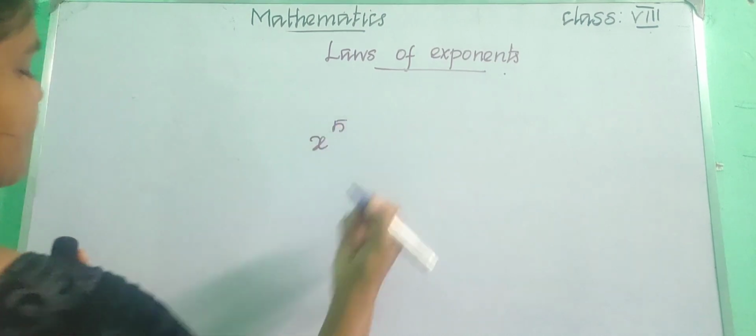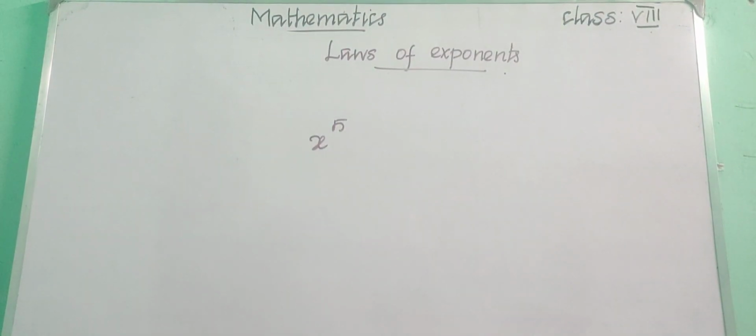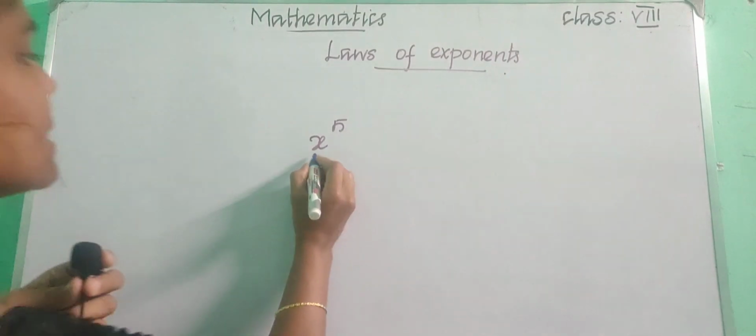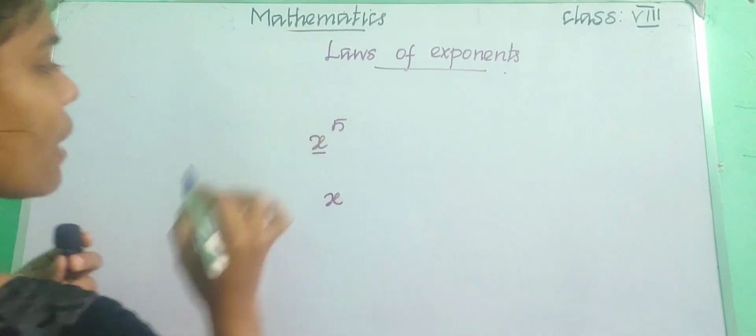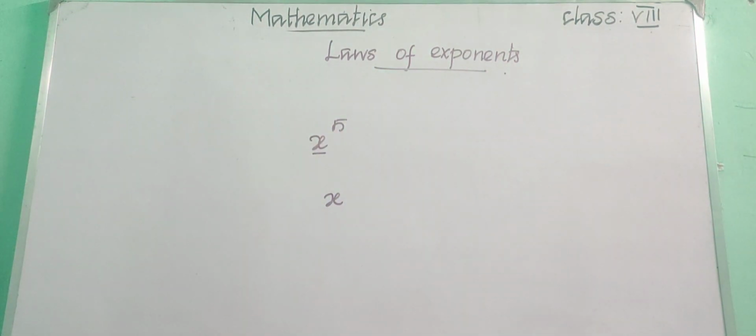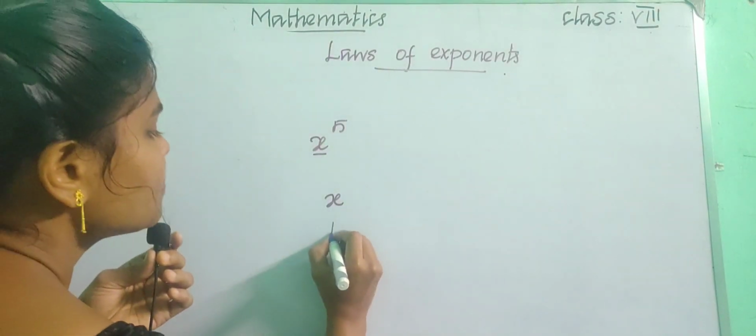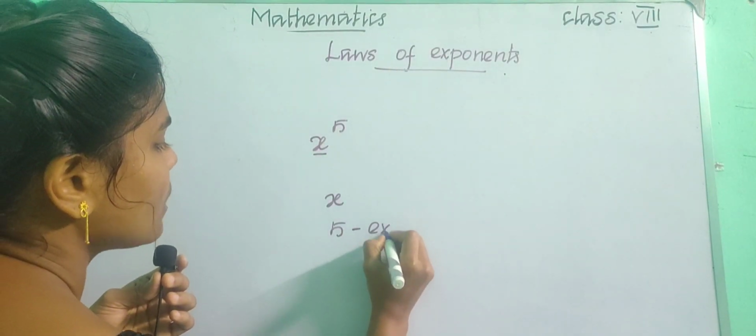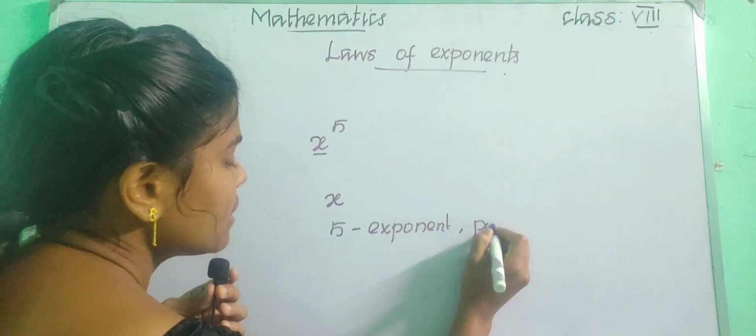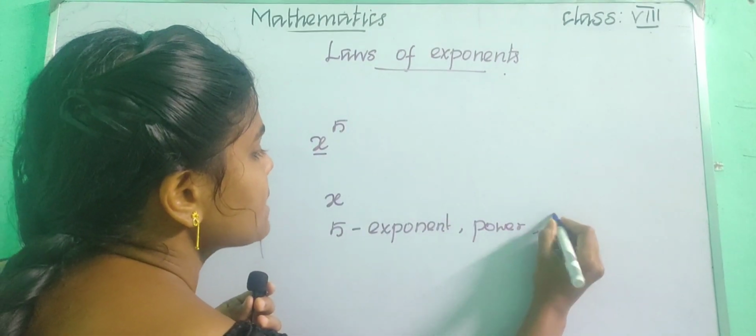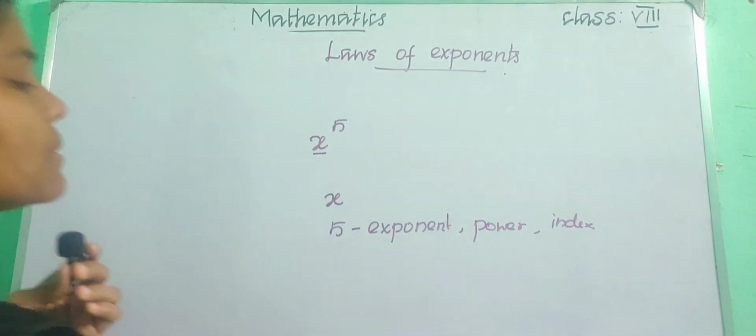Okay children, see if you are having a term x power 5, see in this x power 5 which is the base? See, this x is the base, and which is the power, which is the exponent? This 5 is the exponent, we can call this as exponent, power, and also we can call this as index.